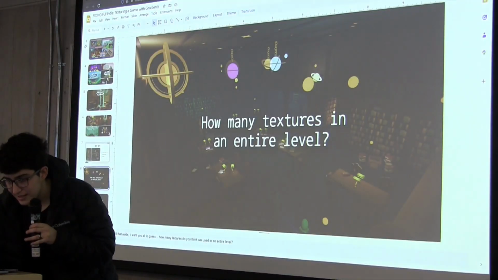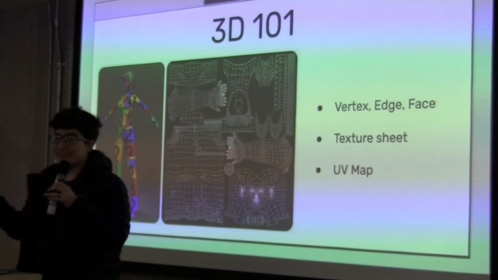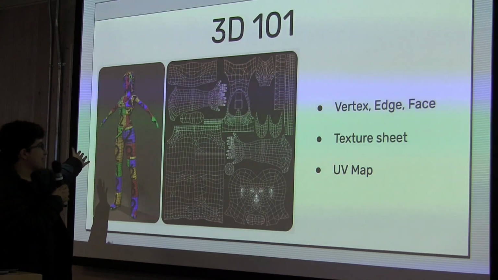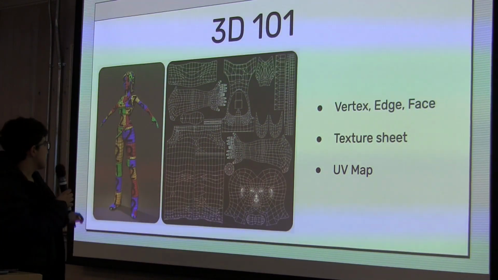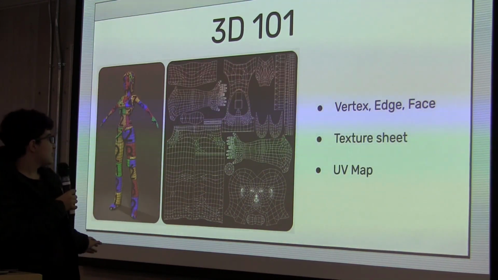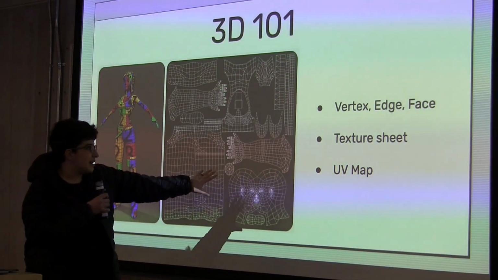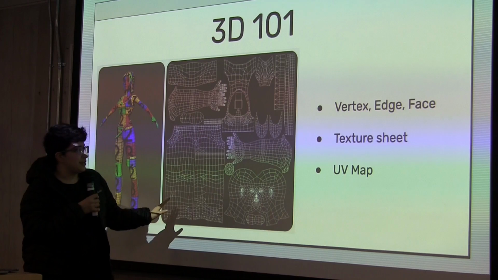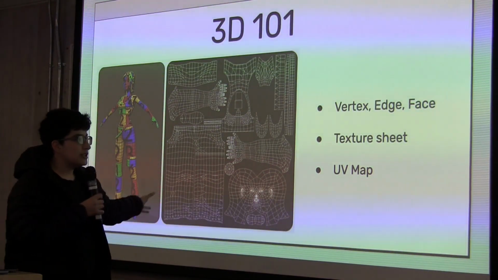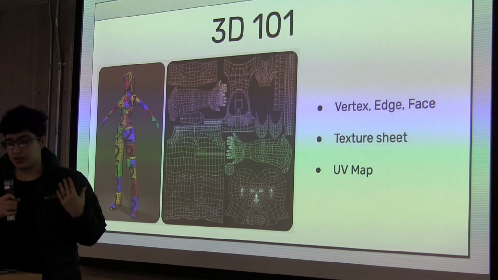Sorry, 1 second, I'm realizing one slide just did not show up in the slideshow. Oh, there we go. Okay, 3D 101, because we're going to be talking about it. What is a model? 3D models are made up of vertices, edges, and faces, which are little points, lines, and shapes that make up the model. And you take those parts of the model and you project them onto a UV map. And this is the UV map right here. That projection allows you to make a texture. And usually you take that UV map and you paint on it, and that painting is projected onto the model.